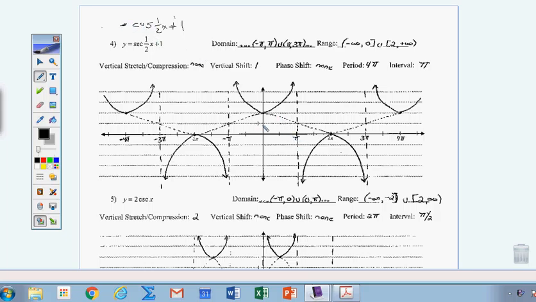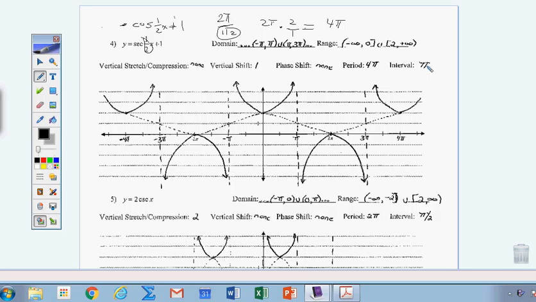We know that cosine normally has a period of 2 pi. In order to find the new period, we take the original period of cosine, which is 2 pi, and we divide it by whatever this number is. That number is 1/2. So 2 pi divided by 1/2, you need to multiply by the reciprocal of the bottom, so 2 pi times 2 over 1. That gives us 4 pi. So our new period is 4 pi. Then our intervals are going to be 4 pi divided by 4, which is pi.